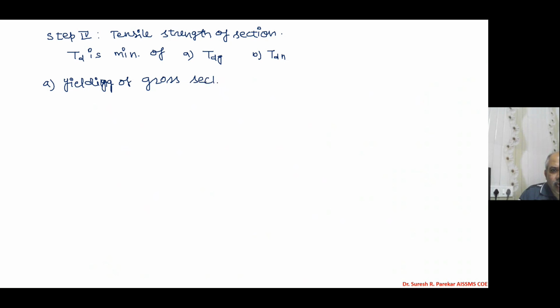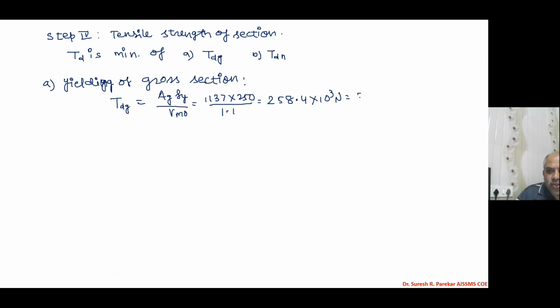And then we have this yielding of cross section, that is TDG equal to AG Fy upon gamma MO. AG value we have 1137 into 250 and divided by 1.1. And we will get this value, that is equal to 258.4 into 10 raised to 3 newtons, which is 258.4 kilonewtons.